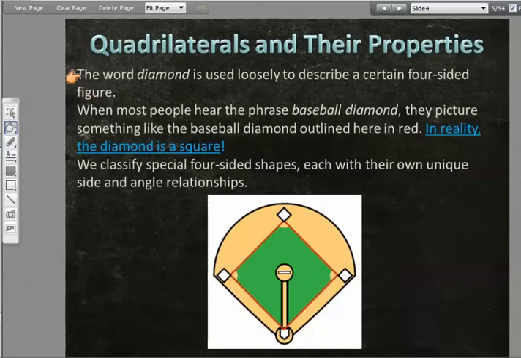The word diamond is usually used to describe a certain four-sided figure, and when most people hear the phrase baseball diamond, they picture something like the baseball diamond outlined here in red, right here. That's what people consider a diamond. In reality, this diamond is a square, and we classify special four-sided shapes with their own unique side and angle relationships.